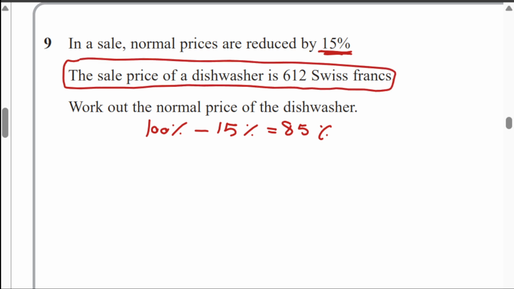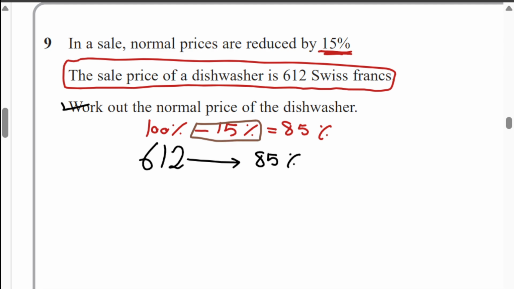Someone went there and said, oh, I want to buy the dishwasher. So he paid 612. What percent is this 612? It's 85%. Now, the question says, work out the normal price. The normal price is the price without this 15%. So it's 100%. We need to know how much is 100%.